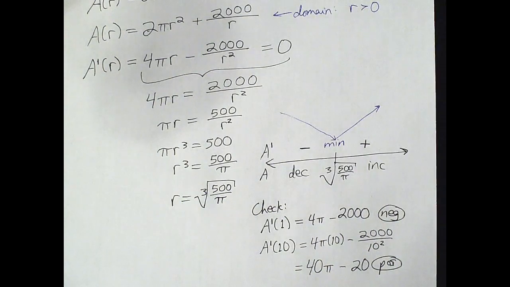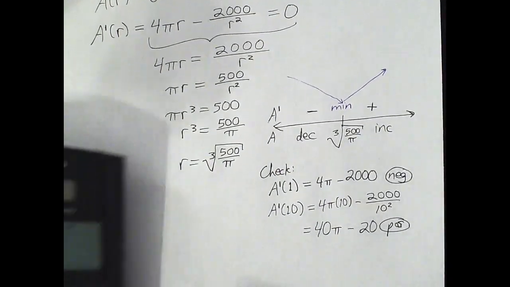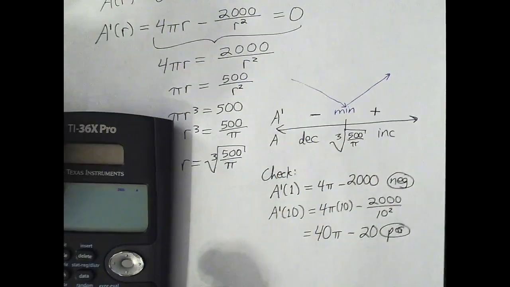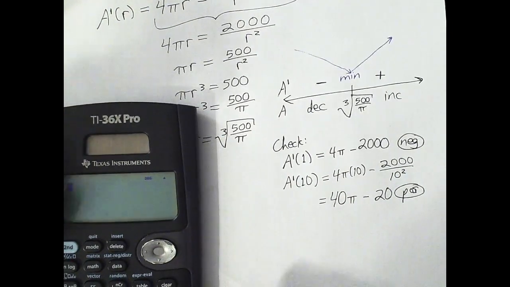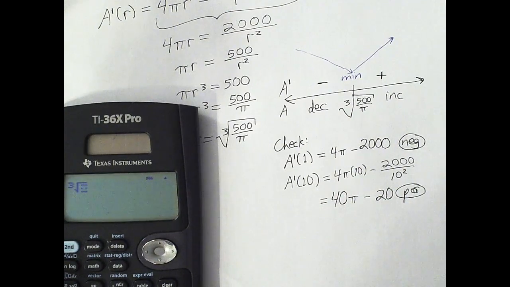Here, let's actually check. I'm going to check on my calculator, see how close I was. When I said I think this number is 5 point something, we can find out. Wait, we're going to go 3 cube root of 500 over pi. I actually don't know.